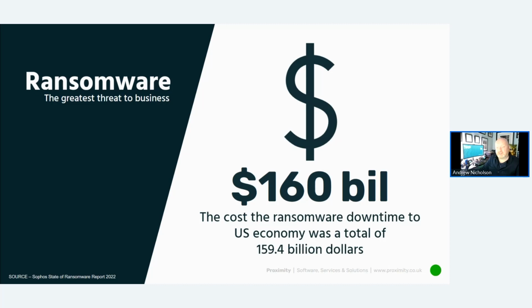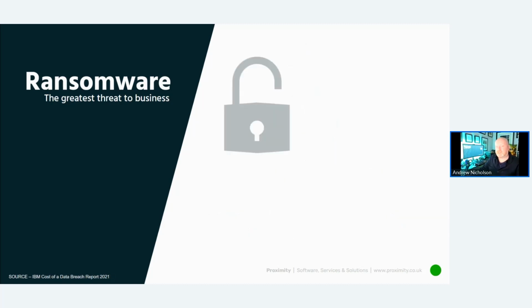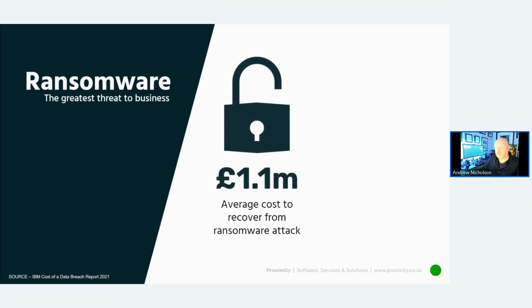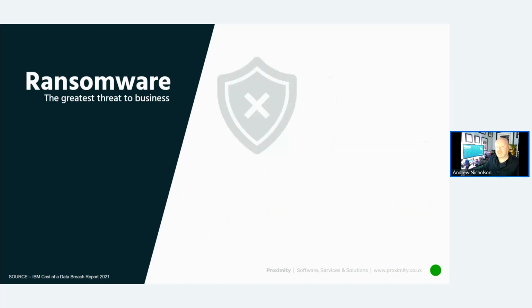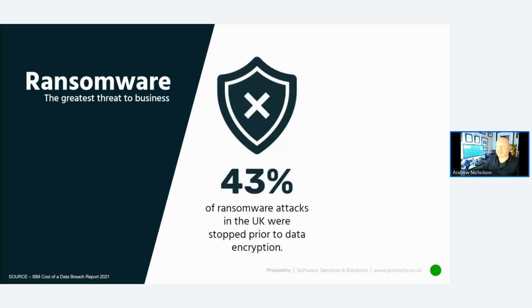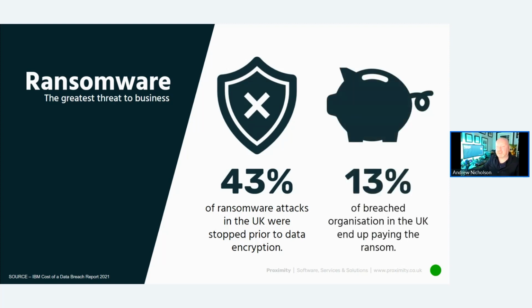And the cost of a successful attack is astronomical. In 2021, ransomware cost the US economy alone a total of $159.4 billion in downtime alone. But it's with individual businesses where the effects are felt most. Back here in the UK, the average cost to recover from a ransomware attack was £1.1 million, with data breaches escalating to over £4.1 million. However, 43% of ransomware attacks in the UK were stopped prior to the data encryption, with 13% of UK organisations ending up paying the ransom. So the statistics are quite scary, but there are some simple actions to help mitigate risks in these areas. Let's go through these right now.